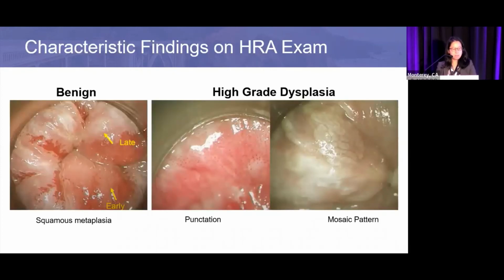So here are some characteristic findings on a high resolution anoscopy exam. With squamous metaplasia, you start to see this whitish stain. In the early one, the first picture, you can see where the yellow arrows point, and then the late metaplasia is starting to become more white. In high-grade dysplasia, you can see punctation, in the middle picture. And sometimes you may even see a mosaic pattern, which is the one all the way to the right.